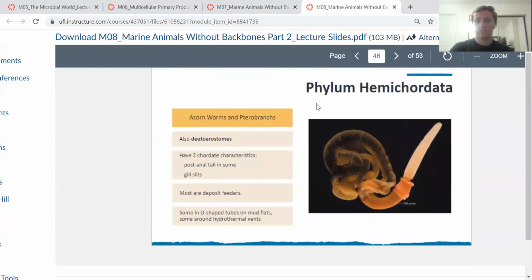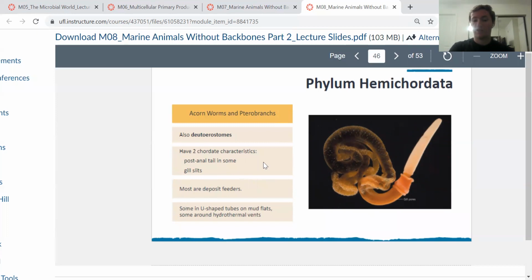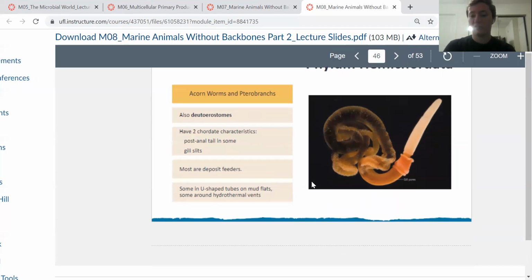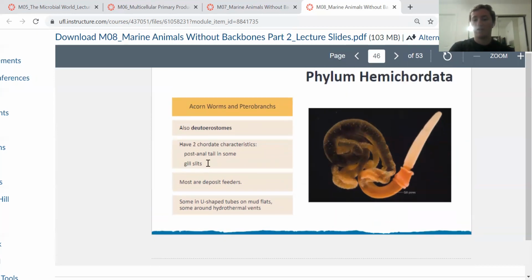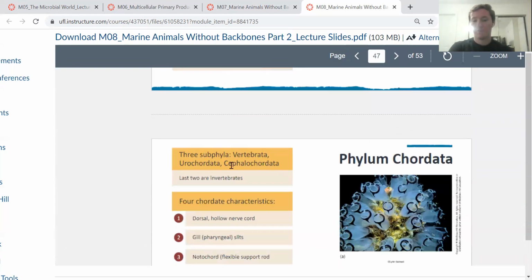The hemichordates are also deuterosomes. I know what a deuterosome is and understand the 2 chordate characteristics. I would know all of them by the end of this lecture, which we're going to talk about. So they do have the post-anal tail in some species and the gill slits. And gill slits is something that we saw on that phylogeny at the beginning of the lecture.